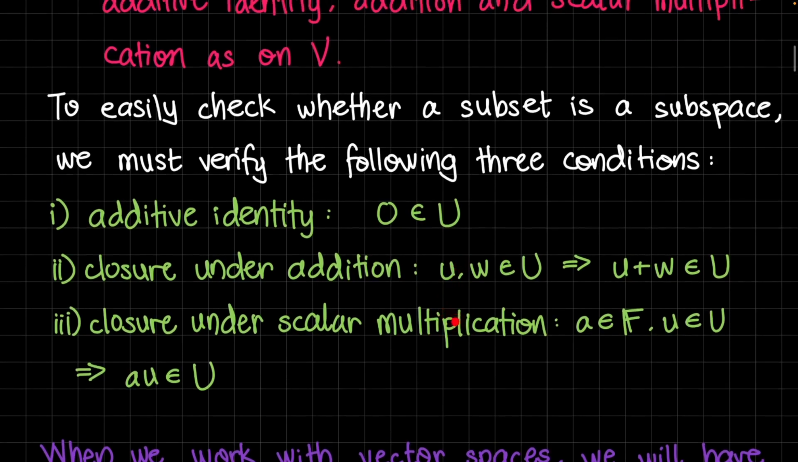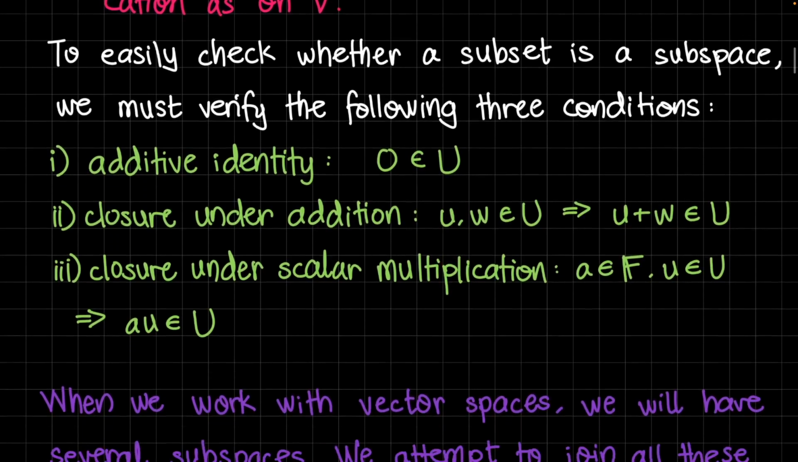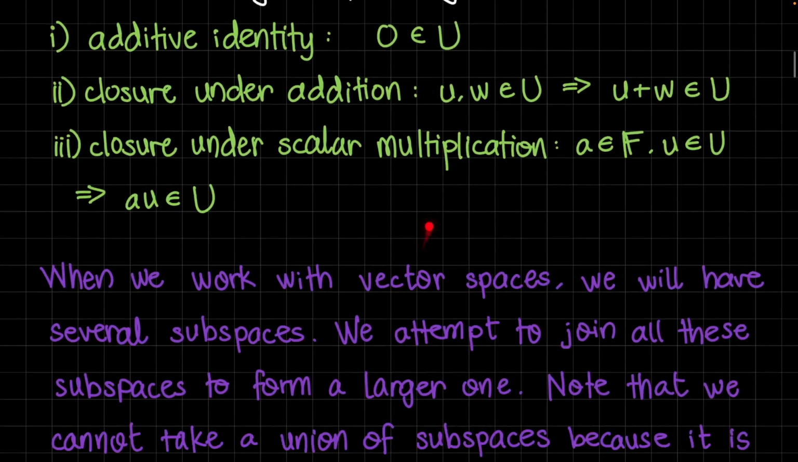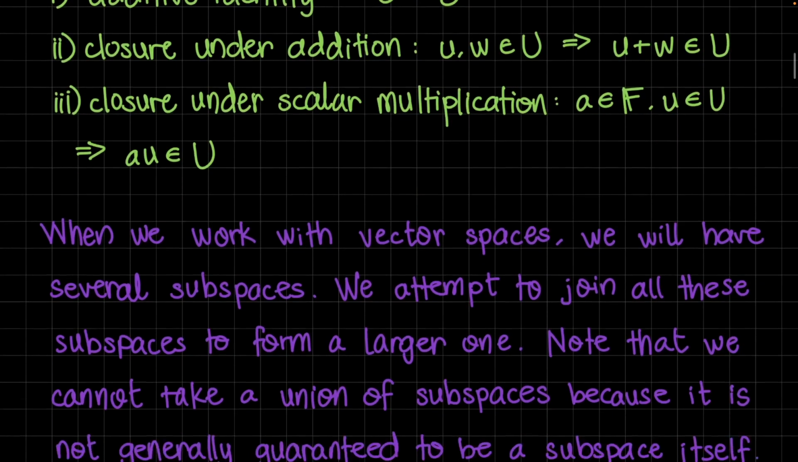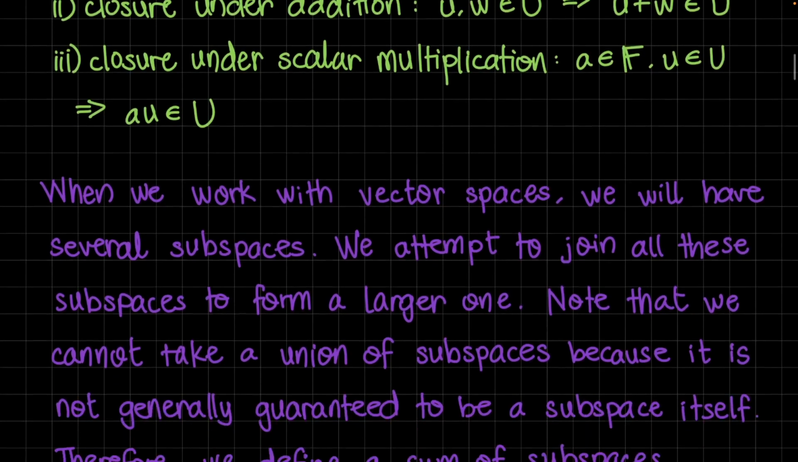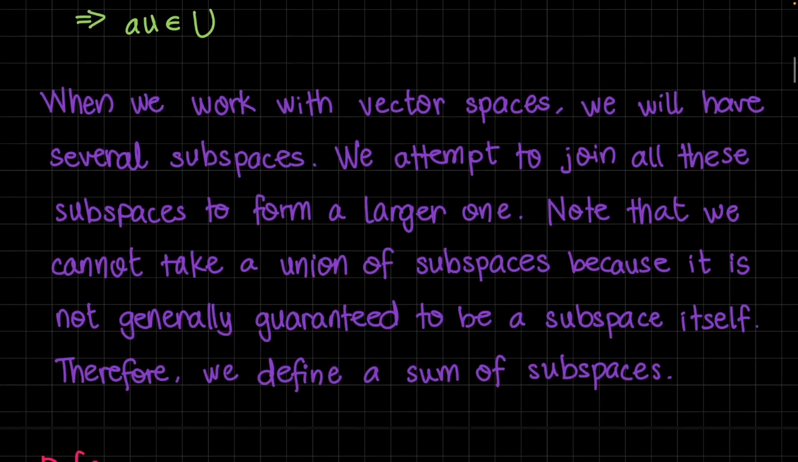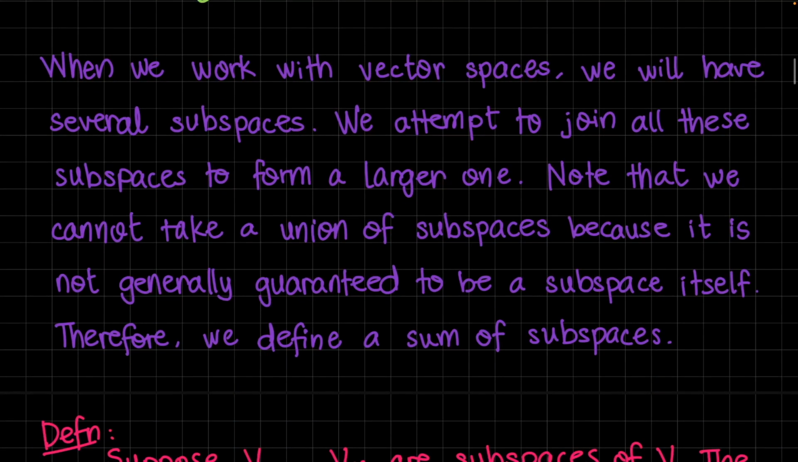So you have these 3 criteria. And again, to prove that these are indeed really all that you require for U to be a vector space in its own right, you can do that. I'm not going to do this in this video.